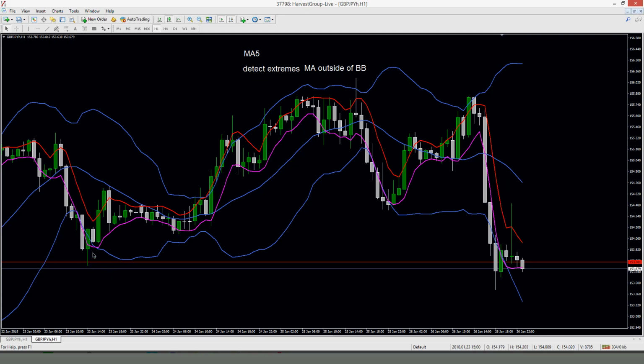And at the bottom we have MA5 low outside of the Bollinger band. So this is now called an extreme buy.